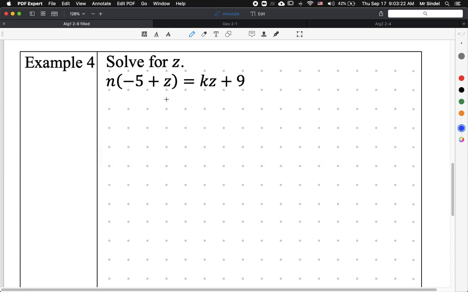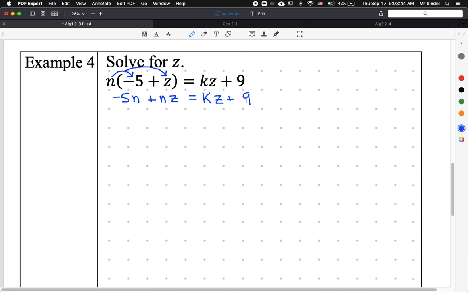So I'm still in Zoom. Solve for z. Again, I need to distribute this n on both sides. So n times this negative 5 is going to be negative 5n. N times this positive z is going to be positive nz. The right-hand side is already simplified. I just rewrite it kz plus 9.